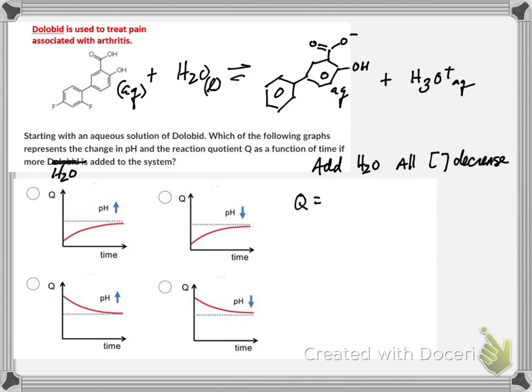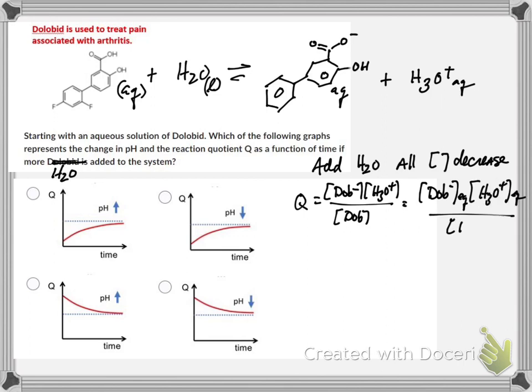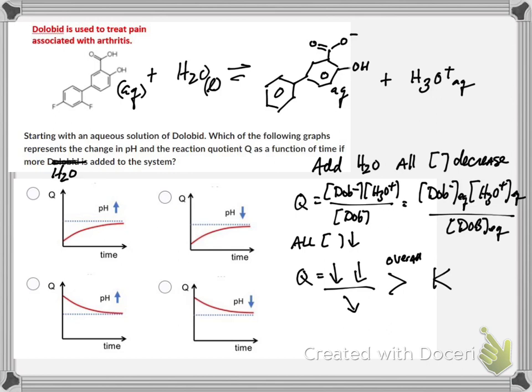If that's the case, we write Q in terms of all concentrations. Initially, we're at equilibrium, that's our initial equilibrium. And now, if all concentrations go down, Q goes down more on the top than the bottom because there are two concentrations on top. So overall, Q goes down, more than K.